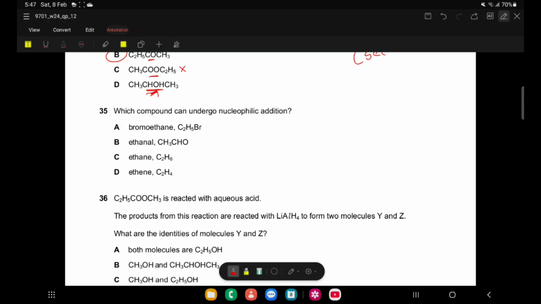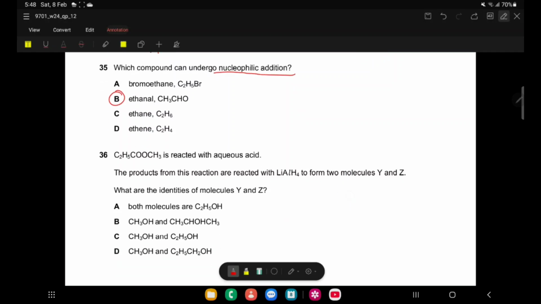Question number 35. Which compound can undergo nucleophilic addition? In our syllabus, we have learned this reaction mechanism only for the keto group, the carbonyl group. So definitely only ethanal is our correct answer. There's no other option actually.